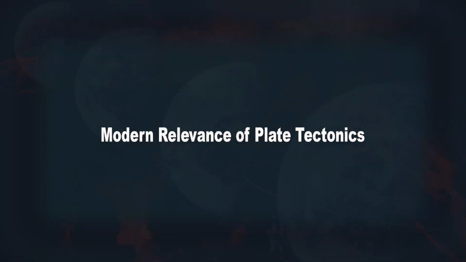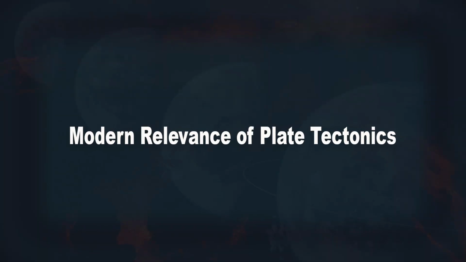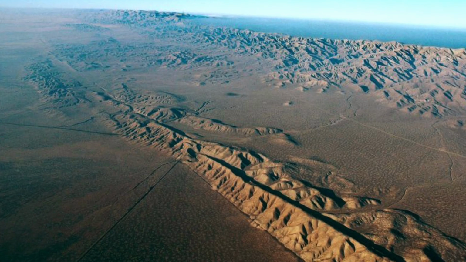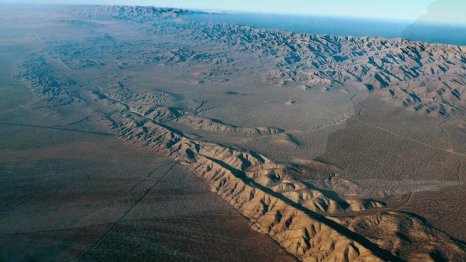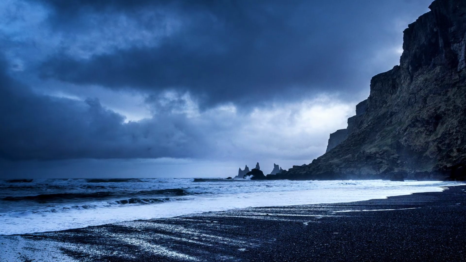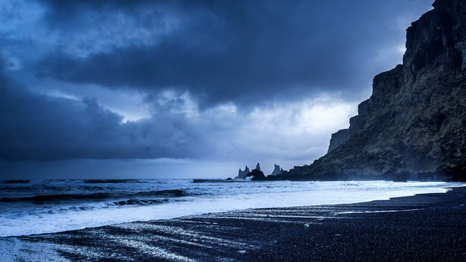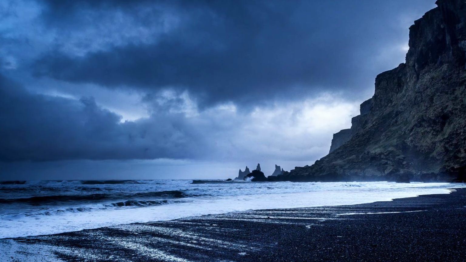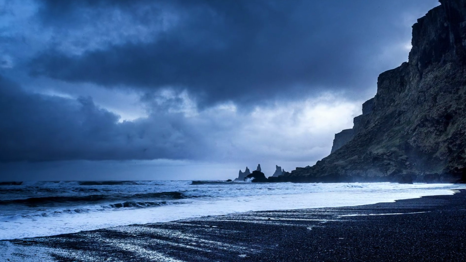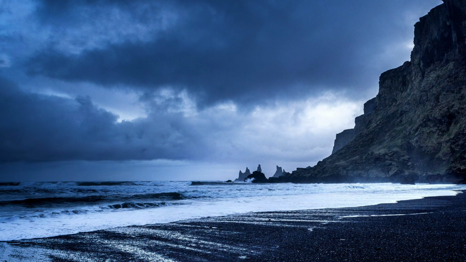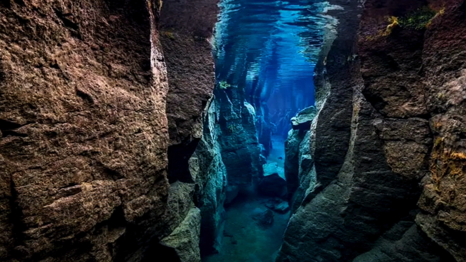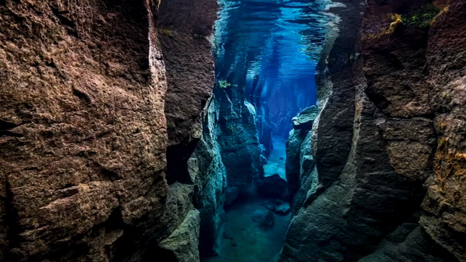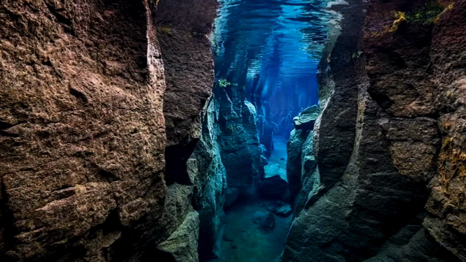Let us look at the modern relevance of plate tectonics. Plate tectonics helps us understand many important earth processes. It explains where earthquakes and volcanoes happen, how mountains are formed, and how oceans open and close. This theory also explains both the past and the present activity of the earth's surface. Today, plate tectonics is a central idea in earth science and is used widely to understand geological events. Though it has a successful story, it does have limitations.